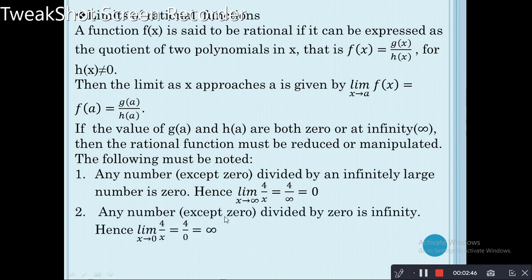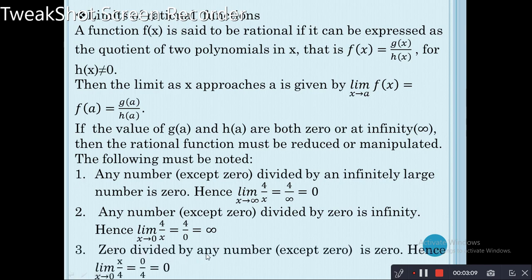Any number except 0 divided by 0 is infinity. With the same preamble again, when you find the limit of 4 over x as x approaches 0 this time, then we are getting 4 over 0. Now this answer will be infinity because 0 can divide 4 infinity times. So let's see what's next.